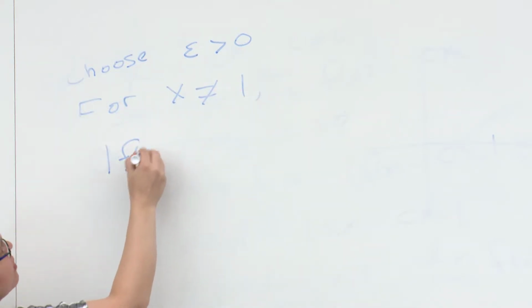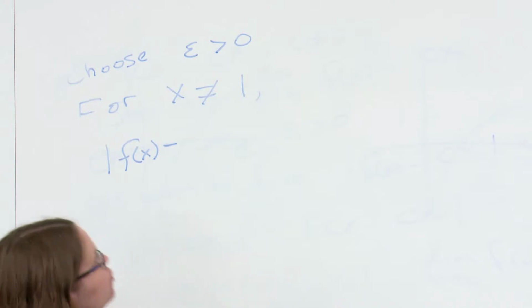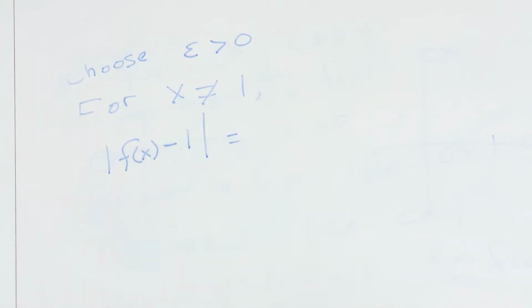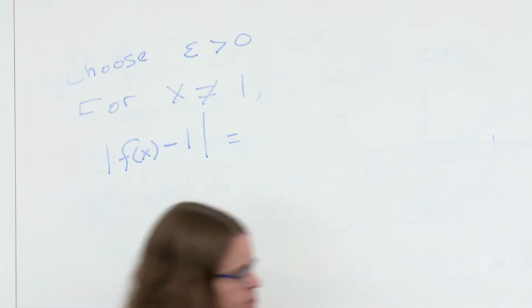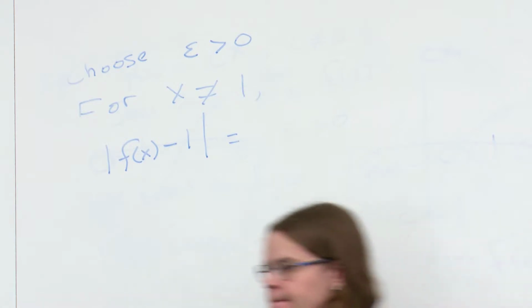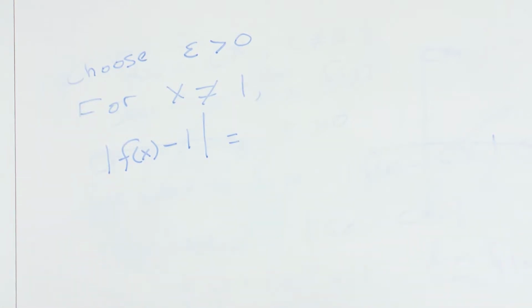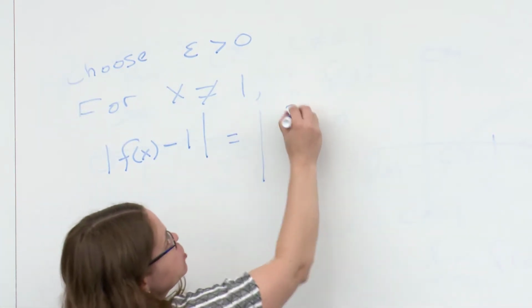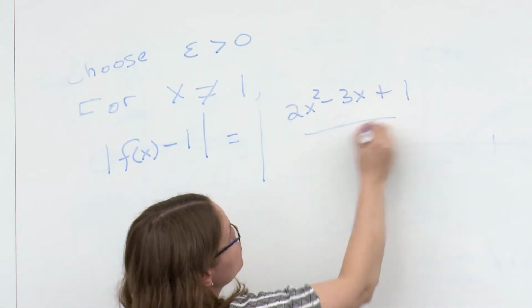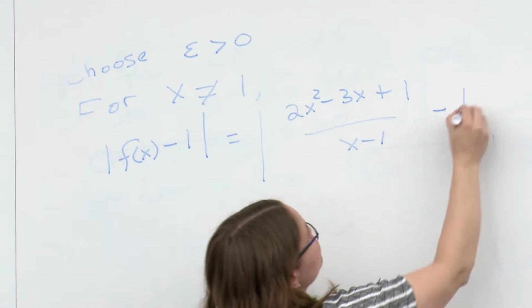f of x minus my limit, which was 1. OK, so since x is not equal to 1, I can ignore this little piecemeal bit here and just use this definition. OK, so this is going to be equal to 2x squared minus 3x plus 1 over x minus 1 minus 1.